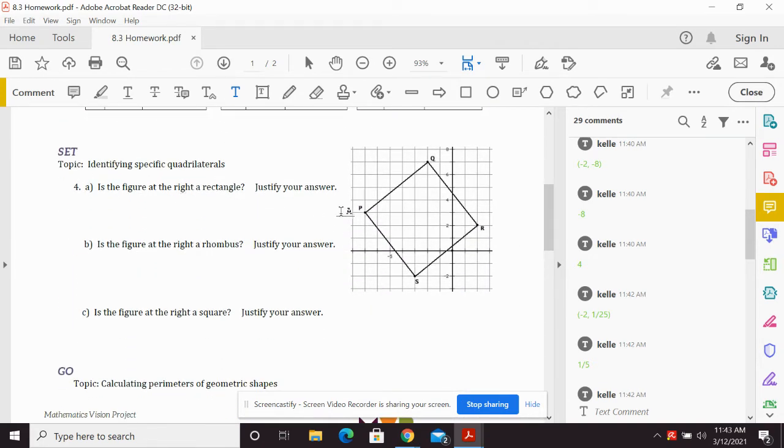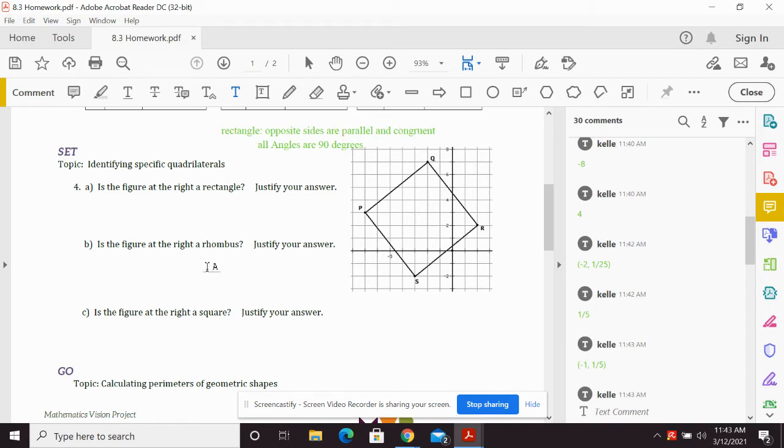Number 4 is what we are doing in class today. Is it a rectangle? Is it a rhombus? Is it a square? For a rectangle, opposite sides are parallel and congruent, and all angles are 90 degrees. So your lines have to be perpendicular, and you're going to be using perpendicular slopes. You have to prove that in order to prove it's a rectangle.